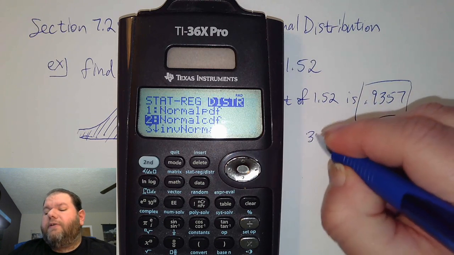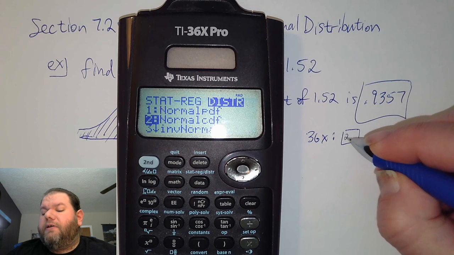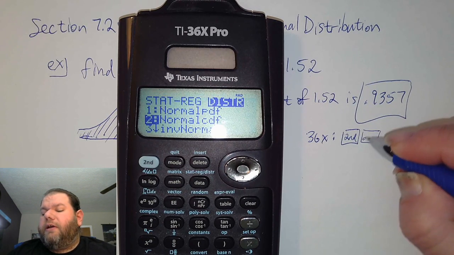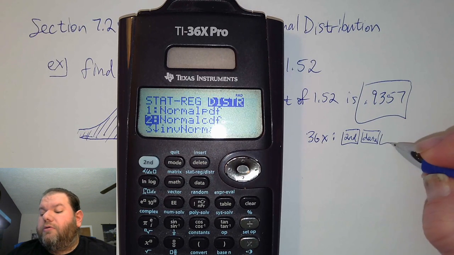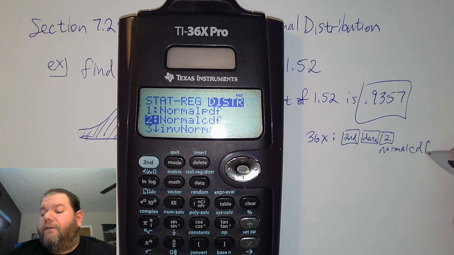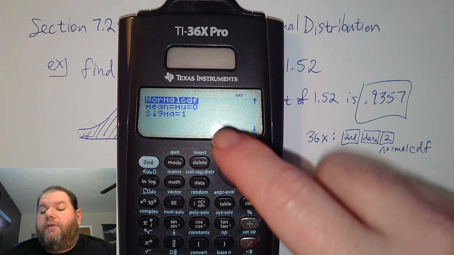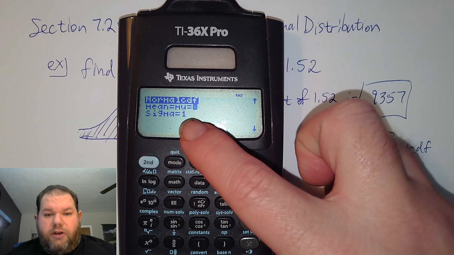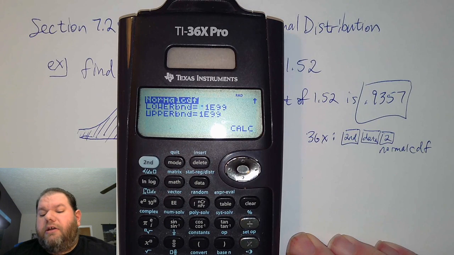So on the 36X, we press second, data, and select option 2, which is normal CDF. Okay. Now it says mean is 0, sigma, standard deviation is 1. So that's good. We just press enter there. And then it talks about the lower bound and the upper bound.